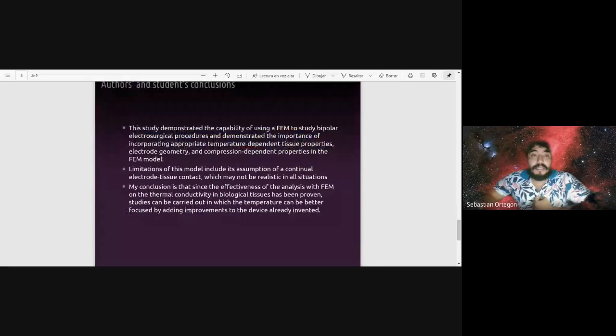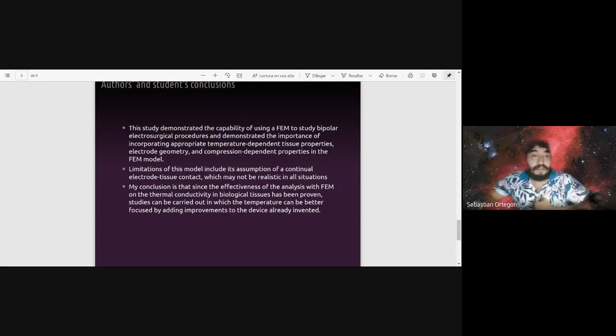The conclusion given by the authors is that the study demonstrates the ability to use FEM to study bipolar electrosurgical procedures and demonstrates the importance of incorporating appropriate temperature-dependent tissue properties, electrode geometry, and compression-dependent properties in the FEM model. Another limitation of this model is the assumption of electrode-tissue contact, which may not be realistic in all situations.